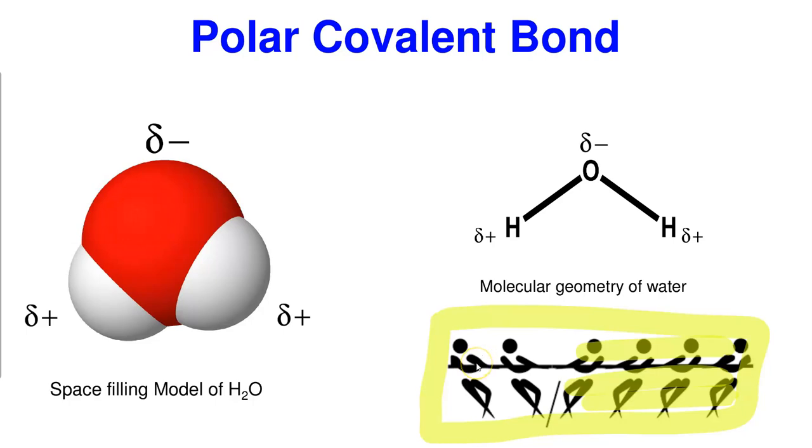On the other side, there's only 2 people. So it makes sense that those of them at this point might be getting a much bigger share of this pool than the 2 on the left side. So think of that as the type of polar covalent bond. So that is what happens.